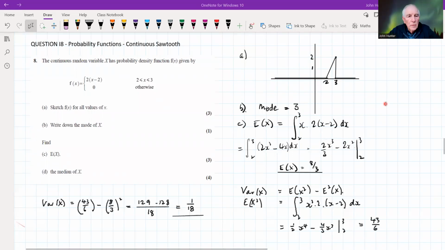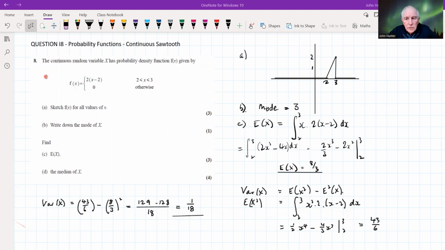Okay, this is a worked example for a continuous probability function. It's got the shape of a sawtooth, hence the name in the title. Let's have a look. Continuous random variable x has probability density function f of x given by f of x equals 2 into x minus 2 for values between 2 and 3, else it's 0.